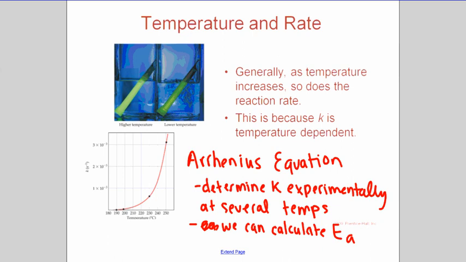It's not like a major thing. You guys don't ever have to deal with the Arrhenius equation. So you just need to know that it is a thing, but we and AP will never expect you to solve it.